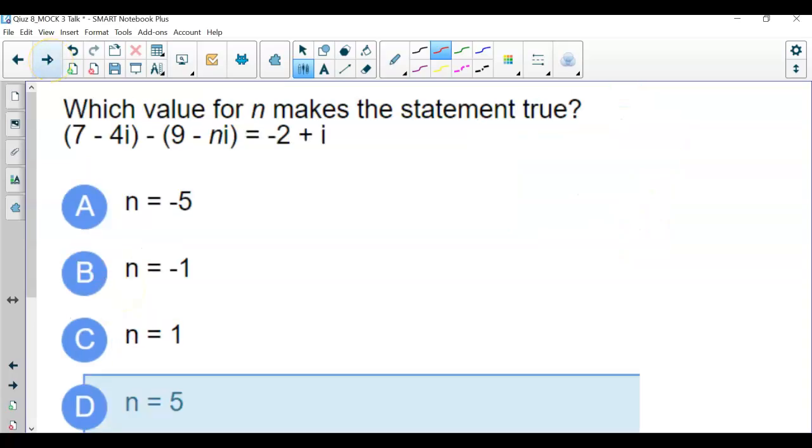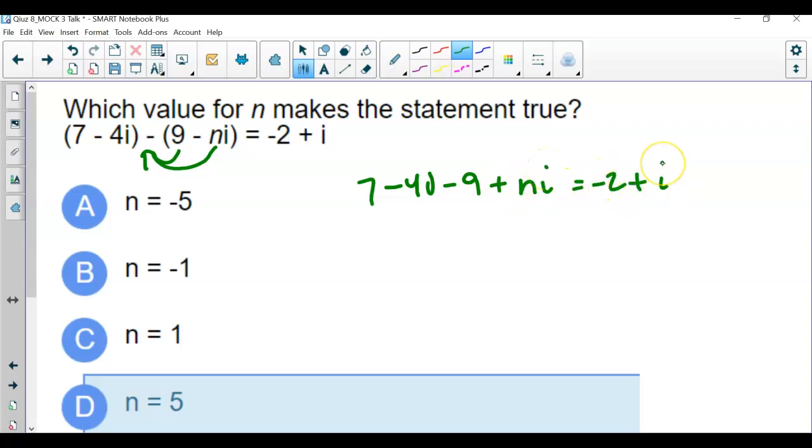This one now we didn't spiral back, but it was also another one. Notice how you're looking for the value of n, but I notice here that I'm subtracting. So I like making sure first to distribute the negative to see what we're actually working with. So this is the same as 7 minus 4i, but minus 9 plus ni is equal to -2 plus i.